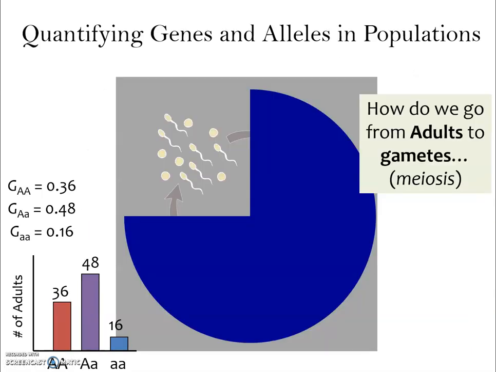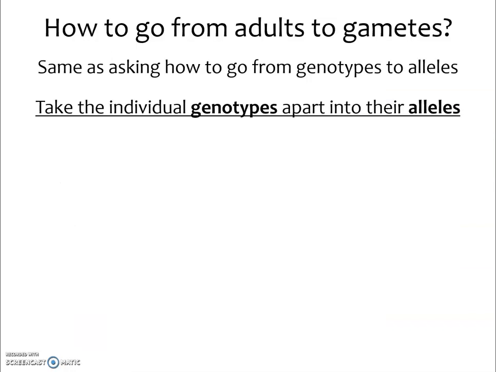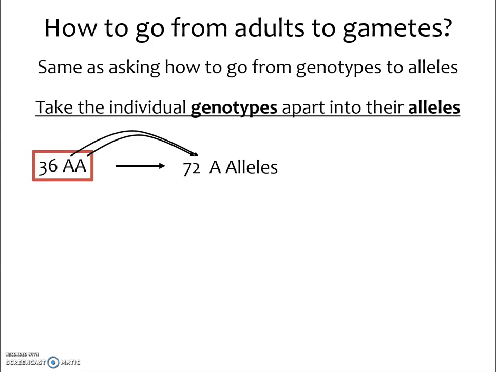Okay, so we calculated our genotype frequencies. The next thing to do is use those to calculate our allele frequencies. So what does our gene pool look like? You could think about this as going from adults to gametes, from adults to the gametes that they contribute. So we have to take our individual genotypes apart into their alleles. We're going to look at this the longhand way, and then I'll show you a shorthand way. And you can do whichever one you like.